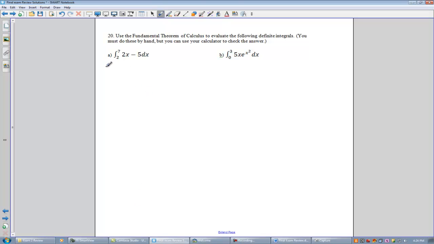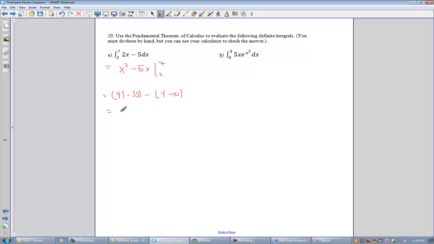All right, so for part A, I can integrate this. This is relatively easy. The antiderivative of 2x is x squared minus 5x from 2 to 7. And then the idea is first plug in 7, so I get 49, minus 5 times 7, which is 35. Minus, now plug in 2, so I get 2 squared, which is 4, minus 10.